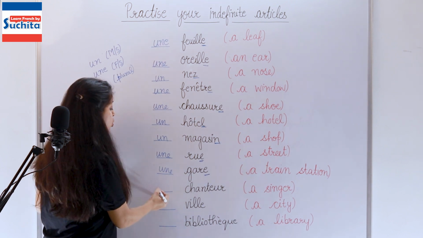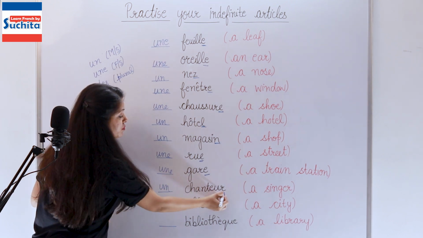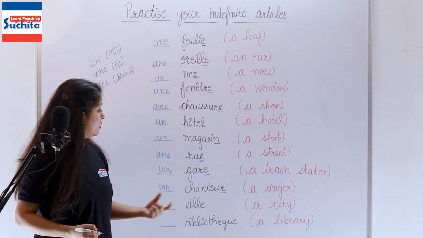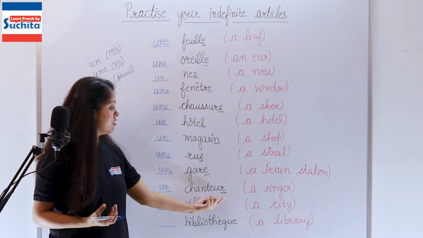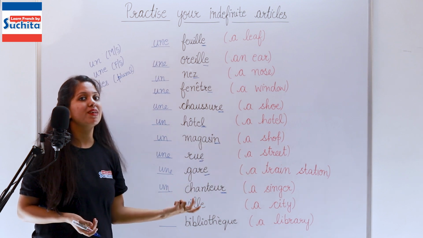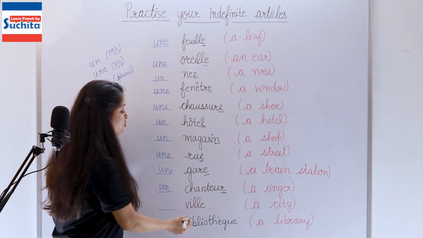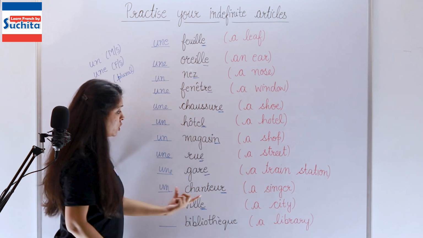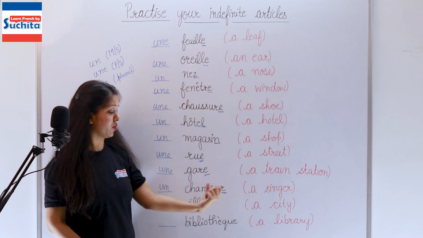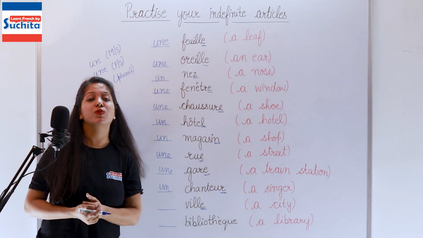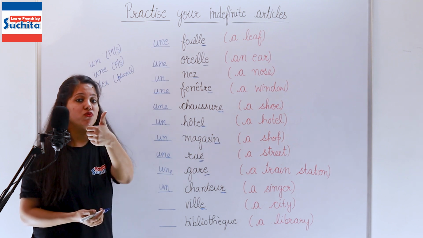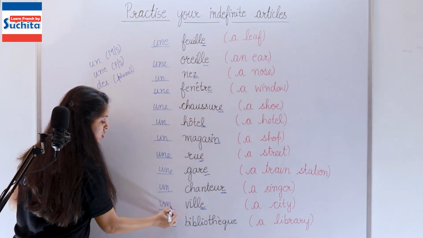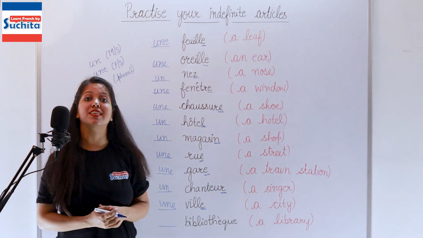Un chanteur, bien sûr, because there is the letter R. So you have the letter R, so that means it is going to be something which is masculine. So let's say ville. Chanteur, by the way, means a singer. Now, ville. Ville ends with the letter E, so we say en ville, une ville. Une ville, bravo. Une ville, which is a city.